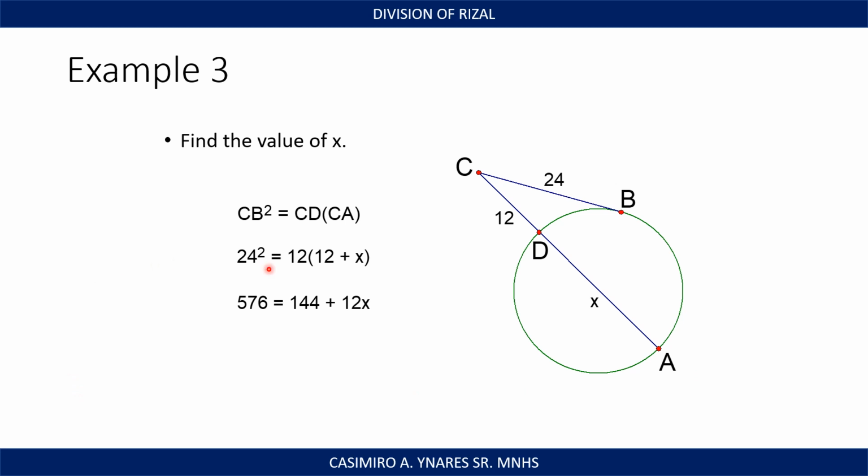Simplify. 24 squared is 576. 12 times 12 is 144. 12 times x is 12x. So, simplify. 576 minus 144 is 432 is equal to 12x. Divide both sides of the equation by 12. Therefore, x is equal to 36.